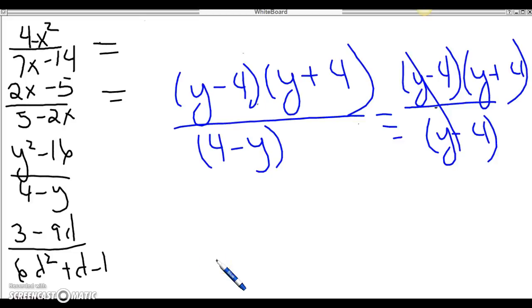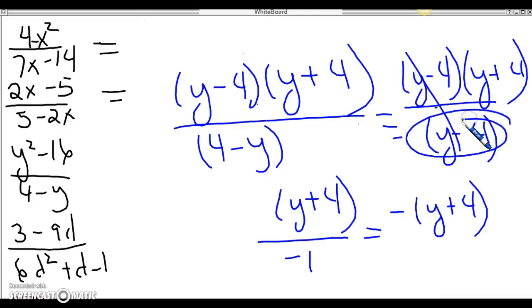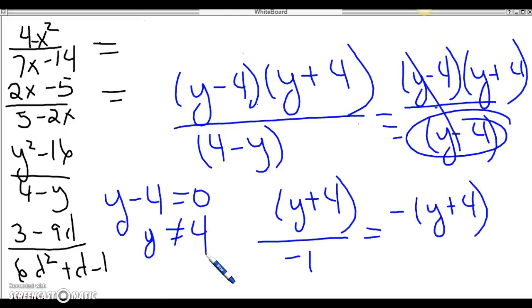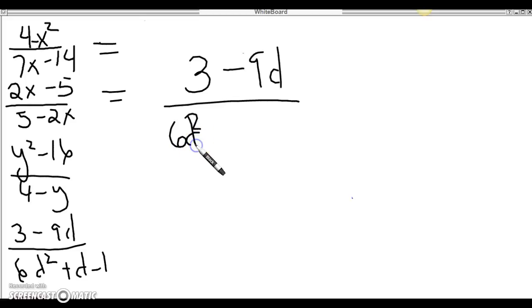So I get y plus 4 over -1, which is just negative y plus 4. To find my excluded values, I can do y minus 4 equals 0. So y cannot equal 4. Okay? Let me pause.